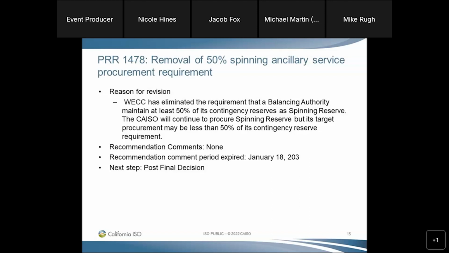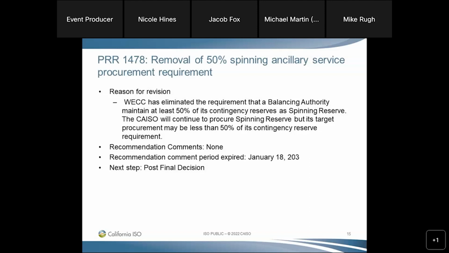Okay, PRR 1478, the removal of the 50% spin requirement. A couple of years ago, in fact, WEC removed the requirement that every balancing authority needs to carry 50% contingency reserves. The focus today is on your frequency response. So we removed the language that we do not need to carry 50%.